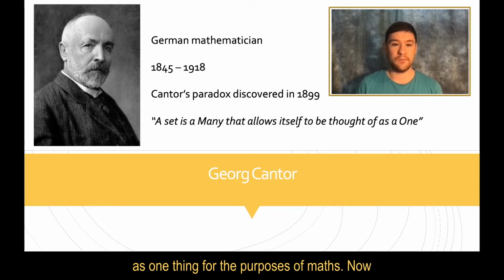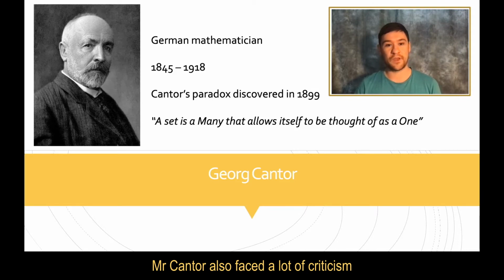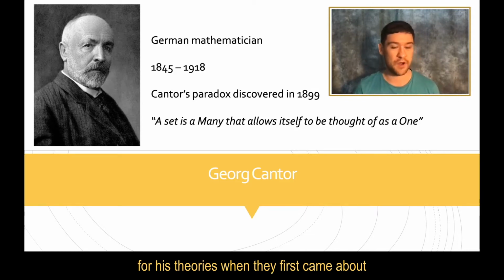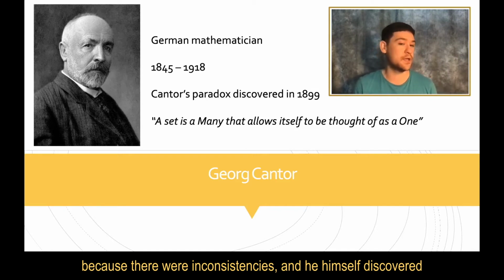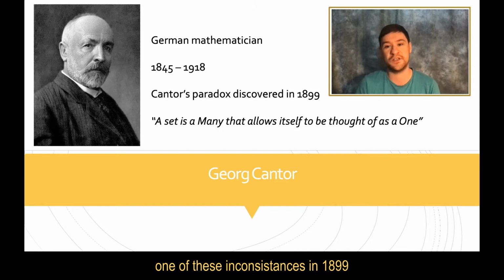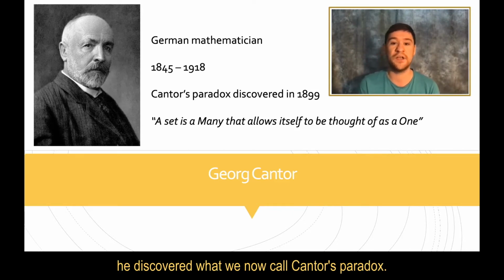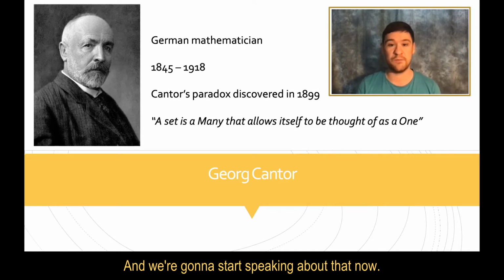Now, Mr. Cantor also faced a lot of criticism for his theories when they first came about, because there were inconsistencies. And he himself discovered one of these inconsistencies in 1899. He discovered what we now call Cantor's paradox. And we're going to start speaking about that now.